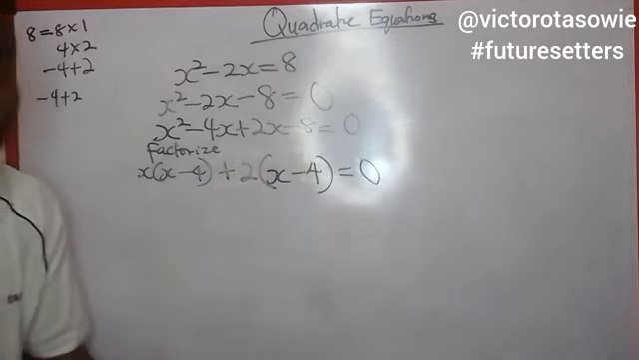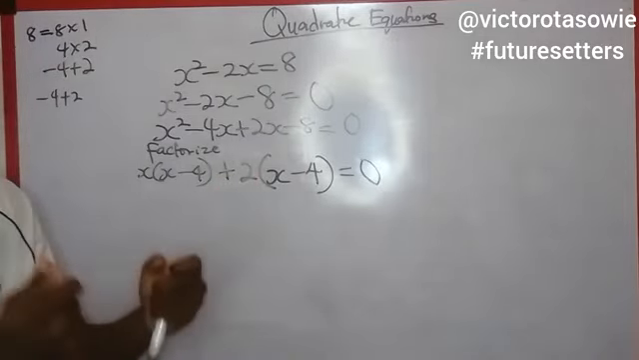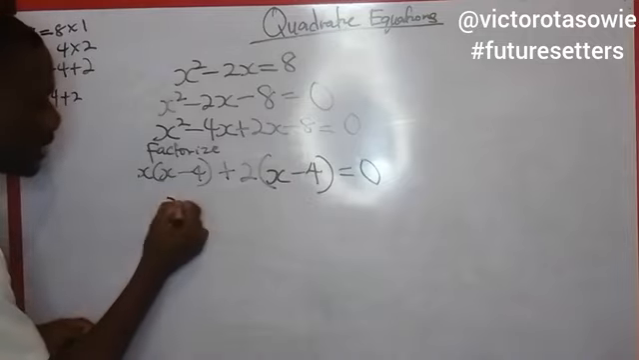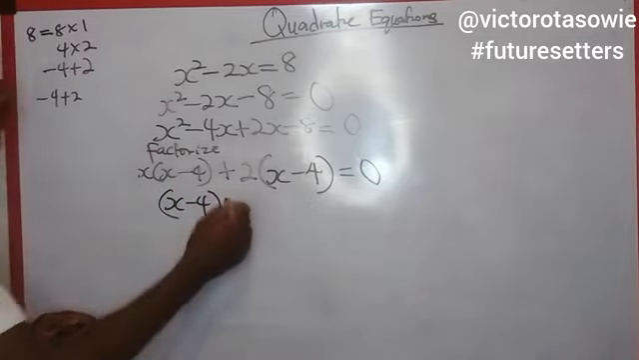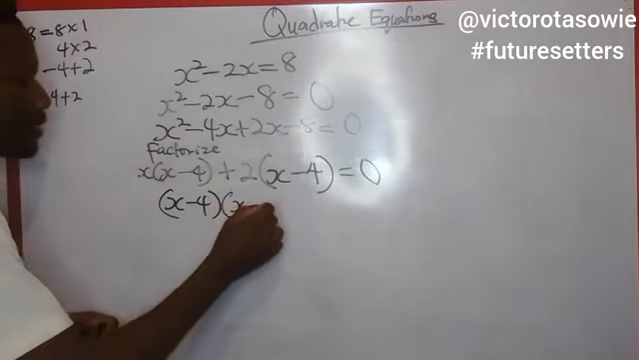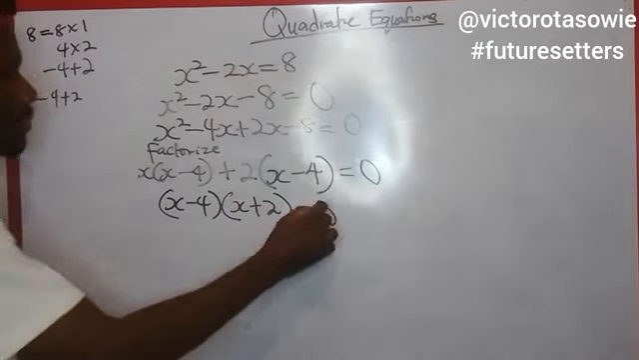Now, the next step after doing that, you are going to pick one of the brackets. So what's in the bracket? X minus 4. The next part, pick what is outside the bracket. So here we have x plus 2. So they are outside the bracket.